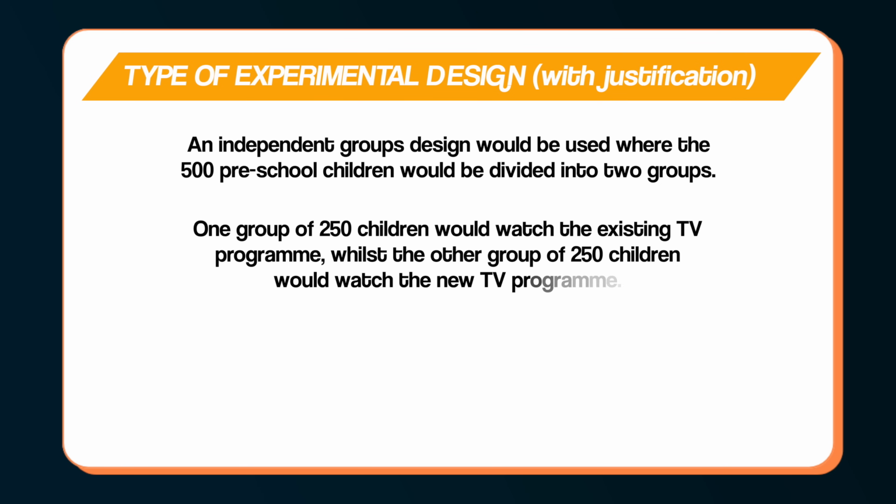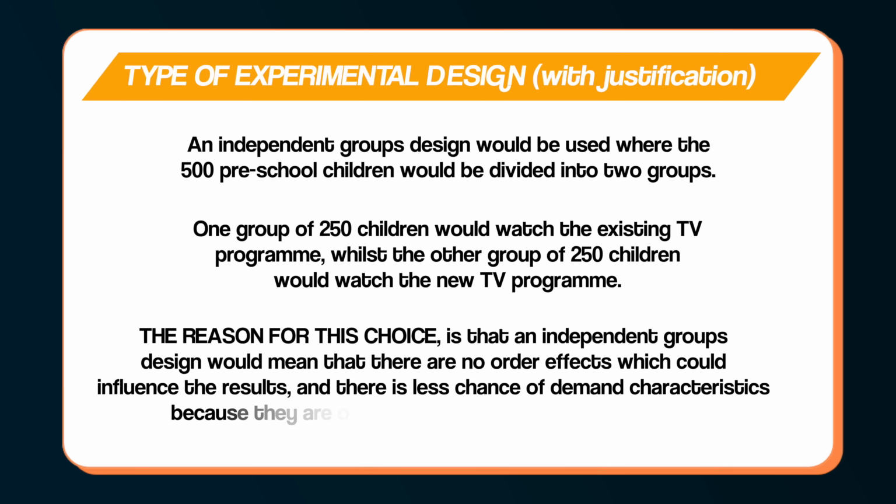One group of 250 children would watch the existing TV program, whilst the other group of 250 children would watch the new TV program. The reason for this choice is that an independent groups design would mean that there are no order effects which could influence the results, and there's less chance of demand characteristics because they're only watching one of the programs.